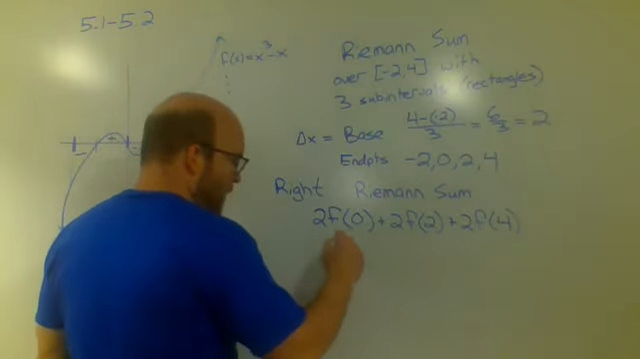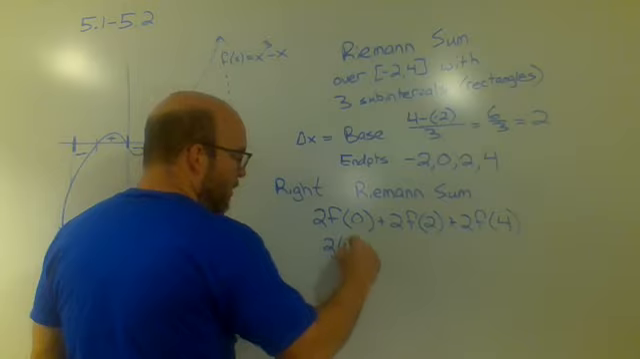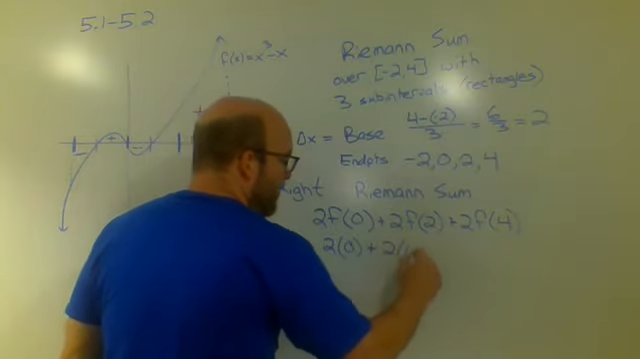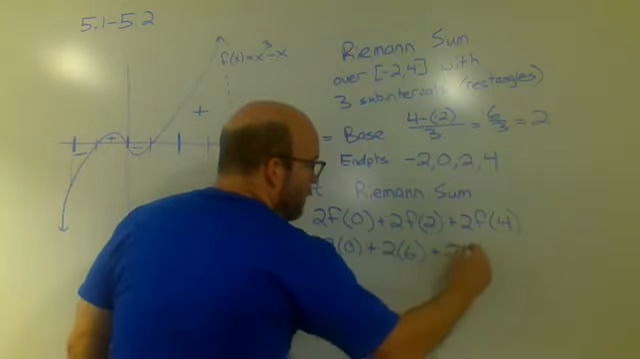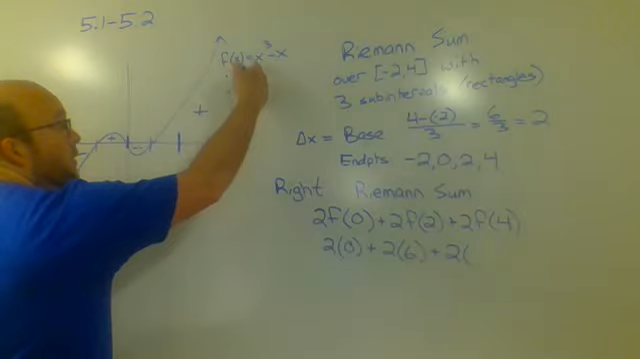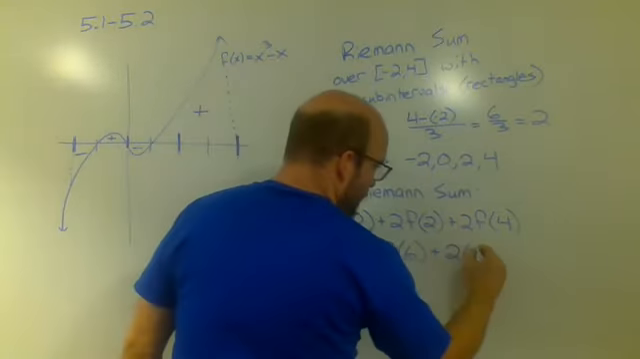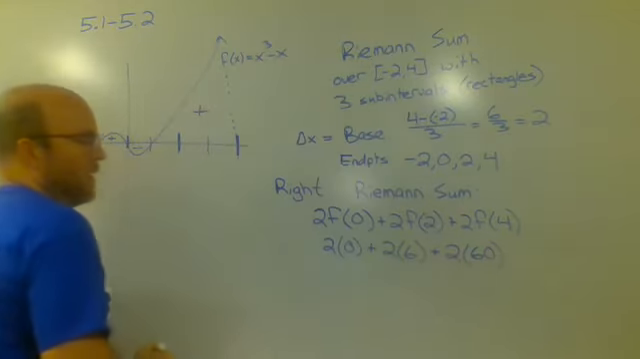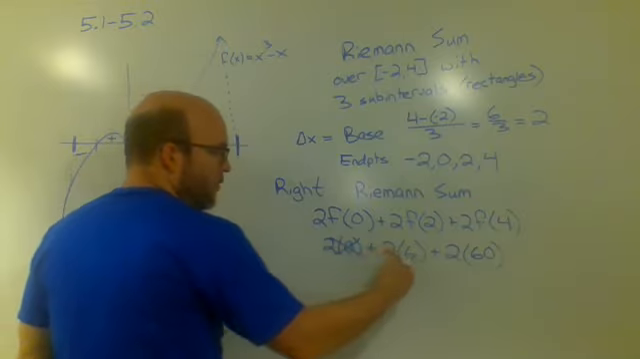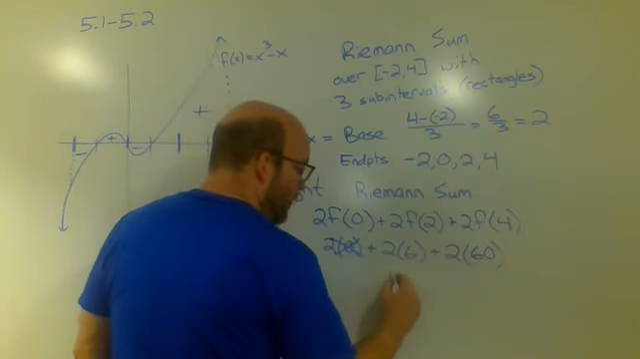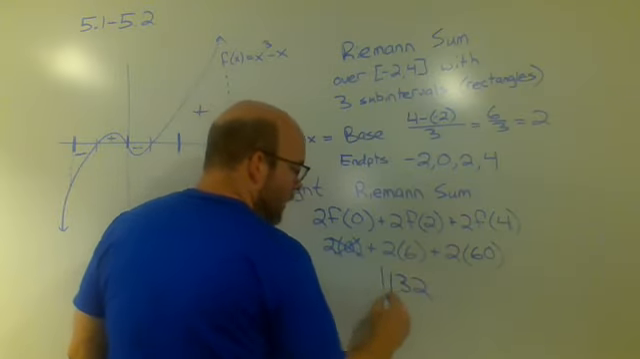We already figured out that f of 0 was 0 and that f of 2 was 6. We haven't done f of 4, not too hard. 4 cubed is 64 minus 4 is 60. And so here, 2 times 6 is 12, 2 times 60 is 120, add 12 and 120, and we're going to get 132.